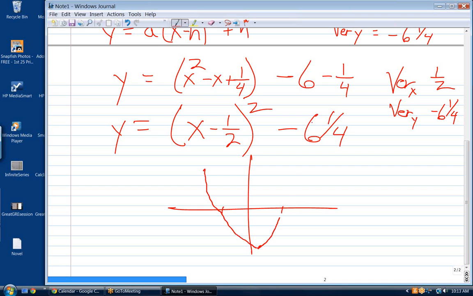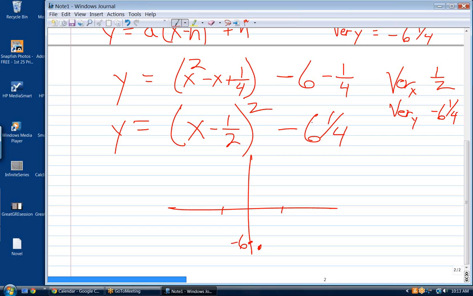You only need 3 points to draw a parabola. So actually, once I got the vertex using the second method, it would have been legitimate to find the y-axis intercept, which is really easy to find because you just make x 0. So if I make x 0, I have 1/4 minus 6 1/4, so the y-intercept is at minus 6.